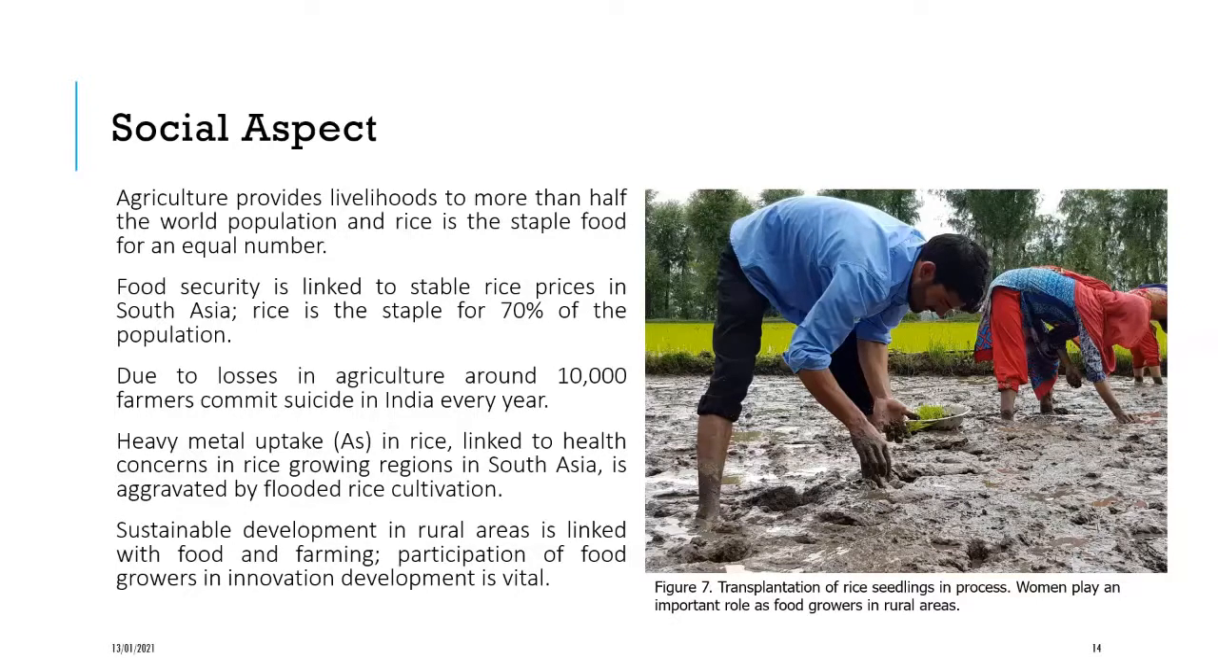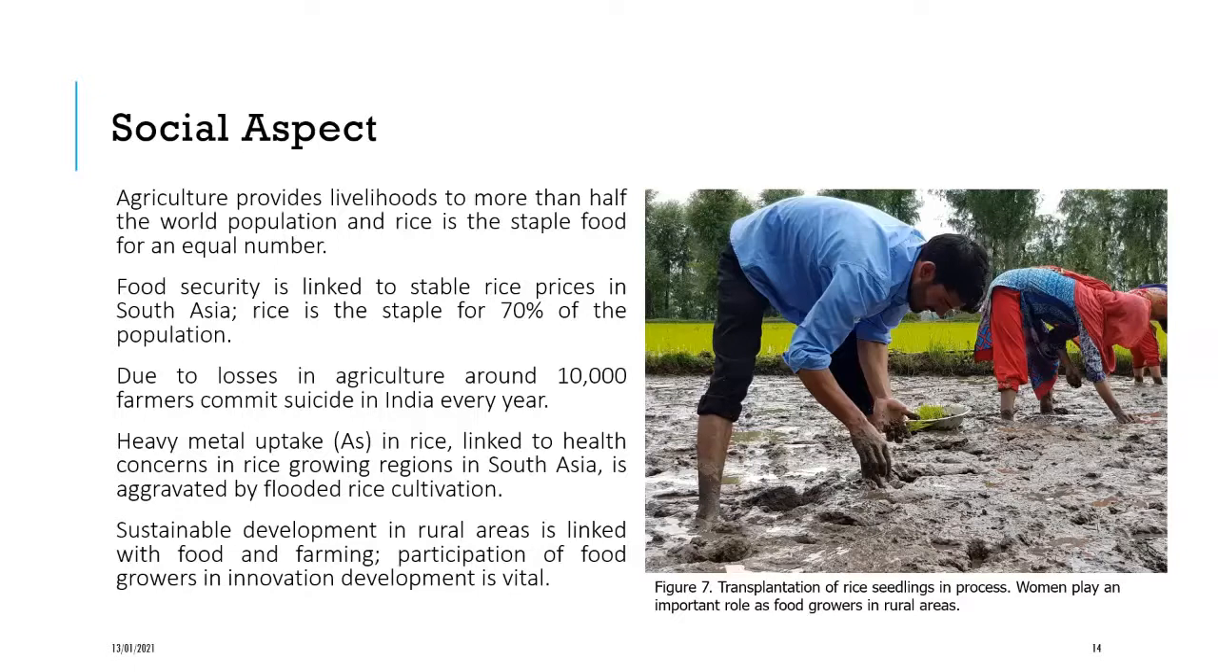In India, for example, every year 10,000 farmers commit suicide because of failure of crops, because of such policies that are designed, consciously or inadvertently, to put the interests of farmers at risk. I mean, even today you have hundreds of thousands of farmers protesting in India against such policies. So this is the social aspect we were talking about.